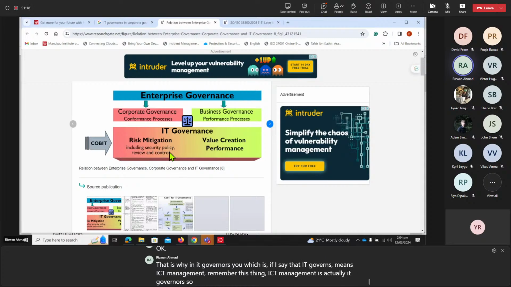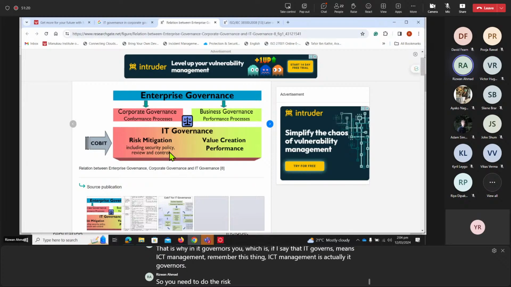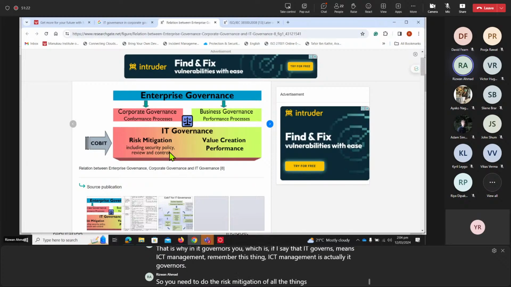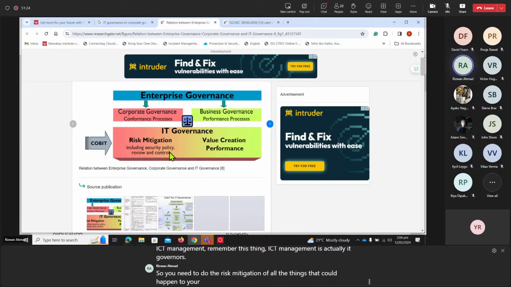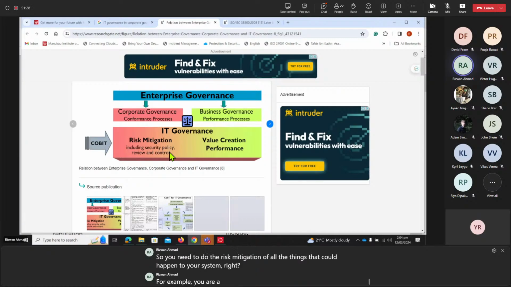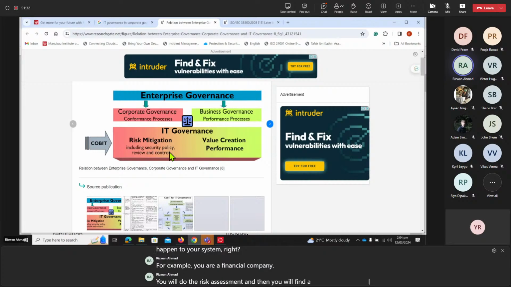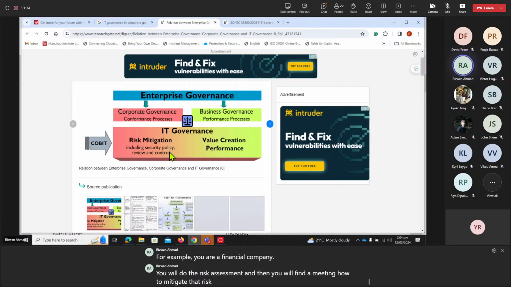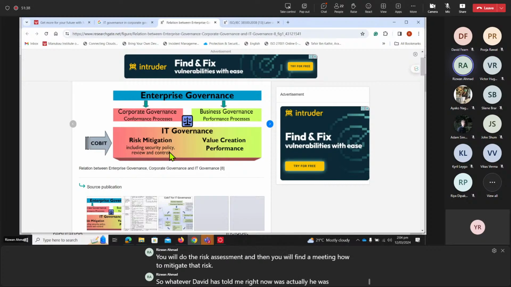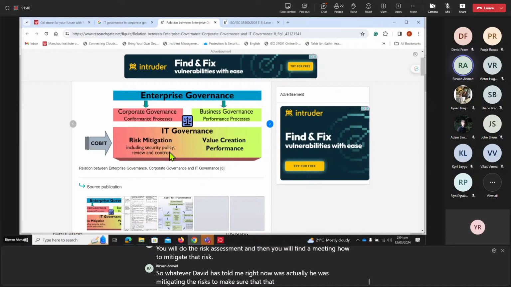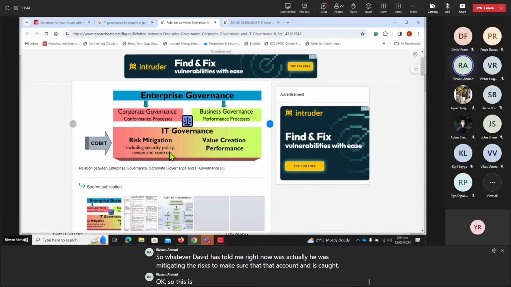So you need to do the risk mitigation of all the things that could happen to your system. For example, if you are a financial company, you will do the risk assessment, and then you will find how to mitigate that risk. Whatever David has told me right now was mitigating the risk to make sure that the accountant is caught. So this is what IT governance does.